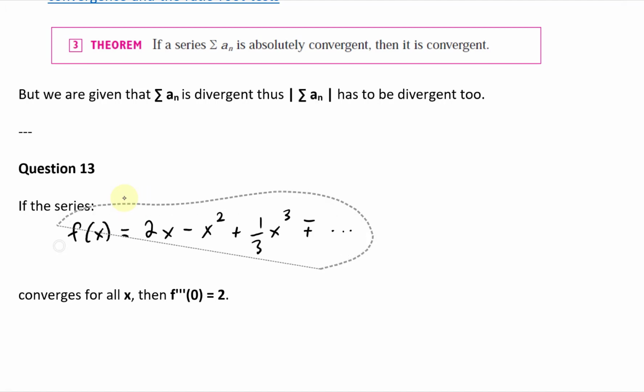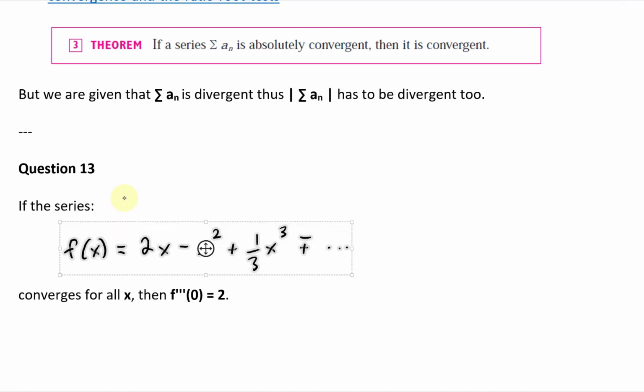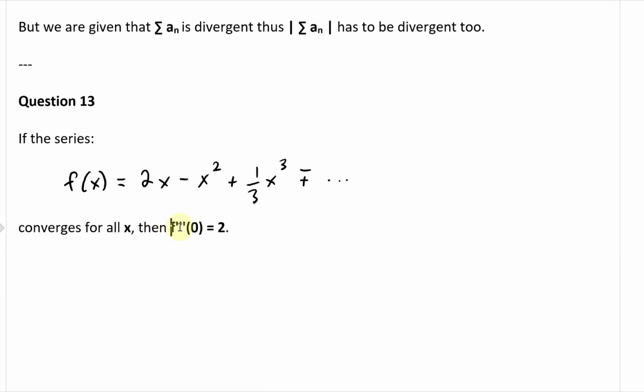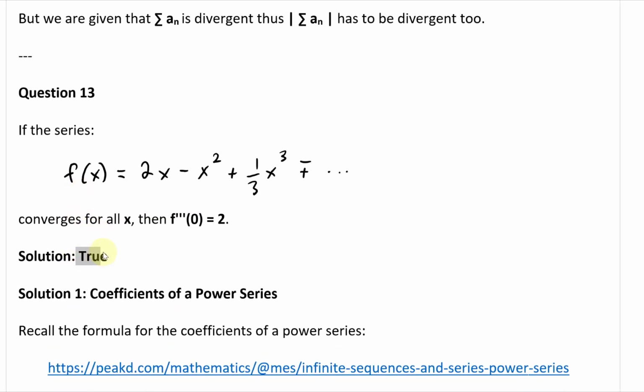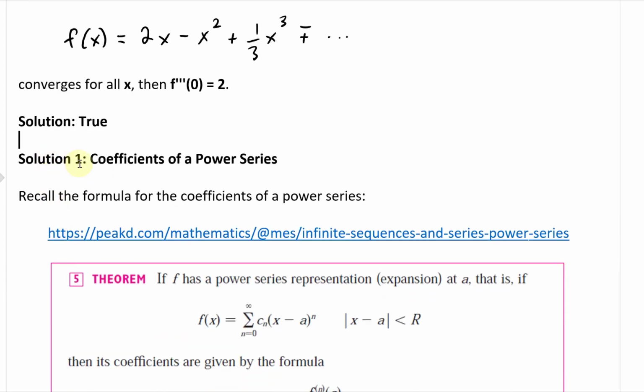Move this lower, like that. All right, so if the series f(x) equals 2x minus x squared plus 1 divided by 3 times x cubed, then the next one's going to be minus, and then the next one's plus, etc., converges for all x, then the third derivative at 0 equals 2. All right, so let's take a look at the solution, and this is in fact true. And there's two ways of solving this. Let's look at solution 1.